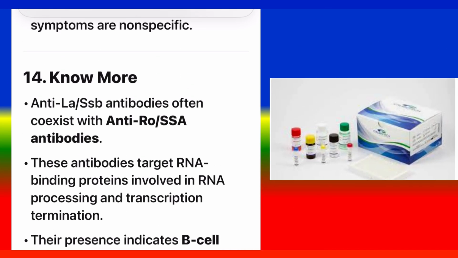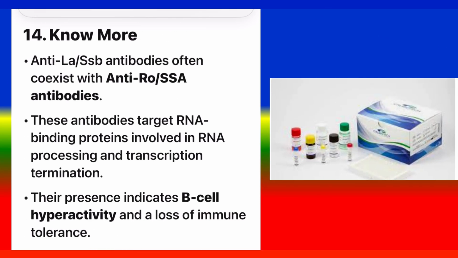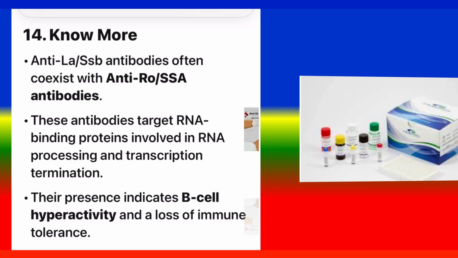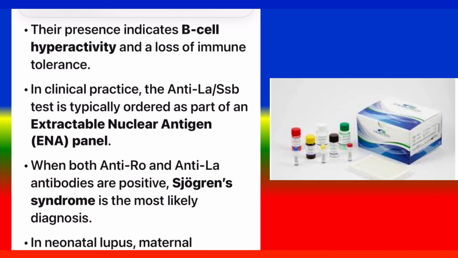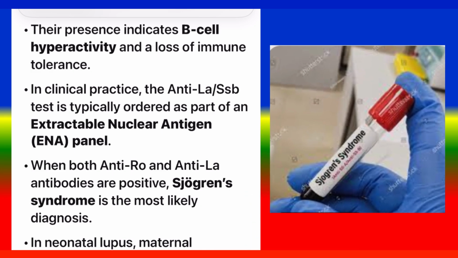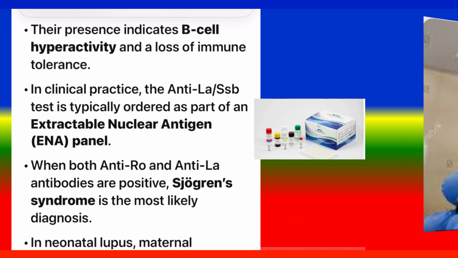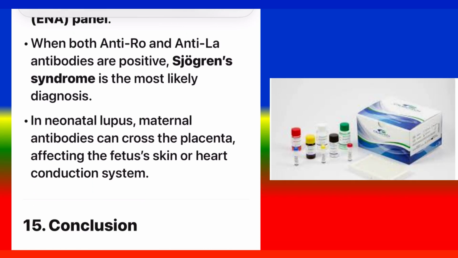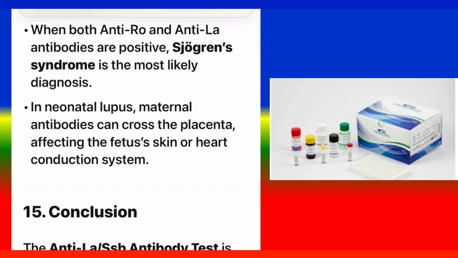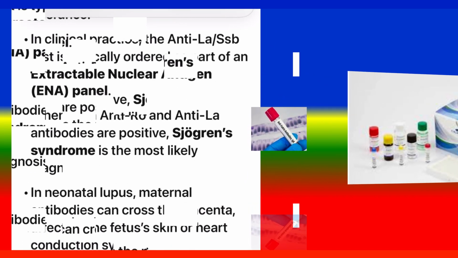Number 14. Notes. Anti-La SSB antibodies often coexist with anti-Ro SSA antibodies. These antibodies target RNA-binding proteins involved in RNA processing and transcription termination. Their presence indicates B-cell hyperactivity and a loss of immune tolerance. In clinical practice, the anti-La SSB test is typically ordered as part of an extractable nuclear antigen (ENA) panel. When both anti-Ro and anti-La antibodies are positive, Sjögren syndrome is the most likely diagnosis. In neonatal lupus, maternal antibodies can cross the placenta, affecting the fetus's skin or heart conduction system.